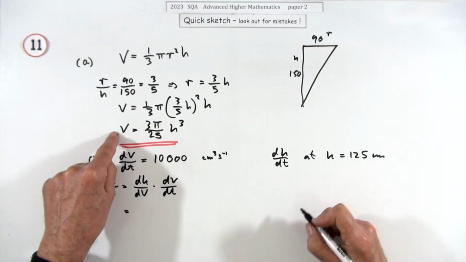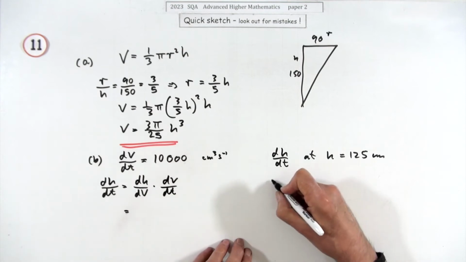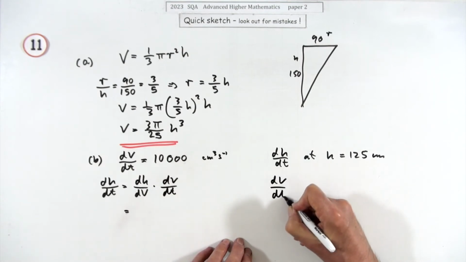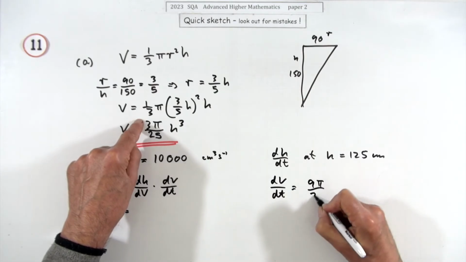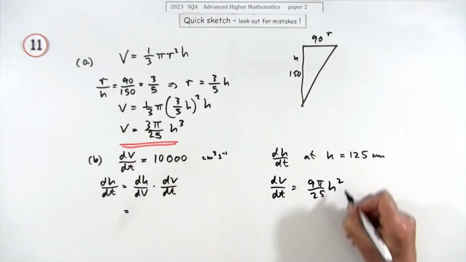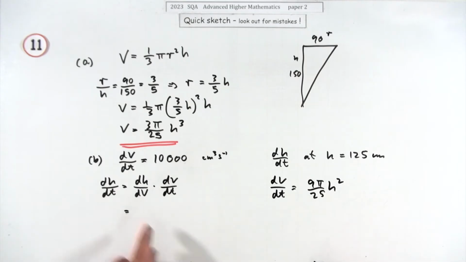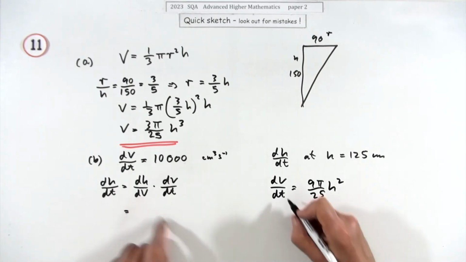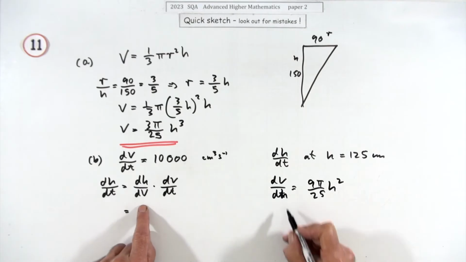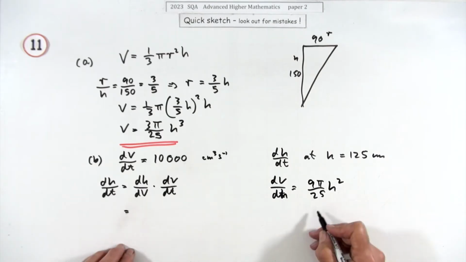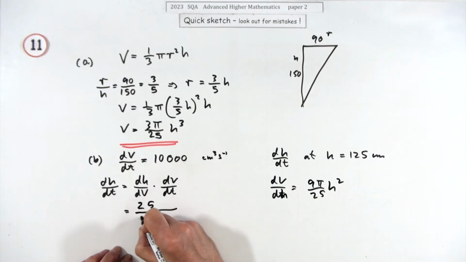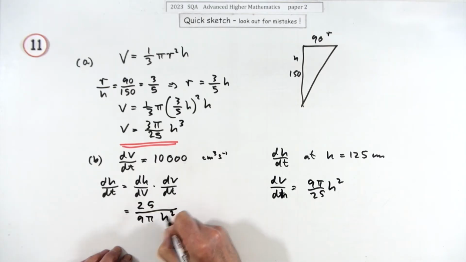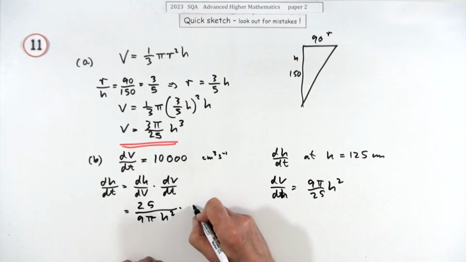So it's just a case of getting this. You get that from that, because V is a function of h. So I've got dV by dh is going to be 3 times that, so that's 9 pi upon 25 h squared. So that's dV by dh, and dh by dV is that upside down. So just turn it upside down, and that'll be 25 over 9 pi h squared, times dV by dt.